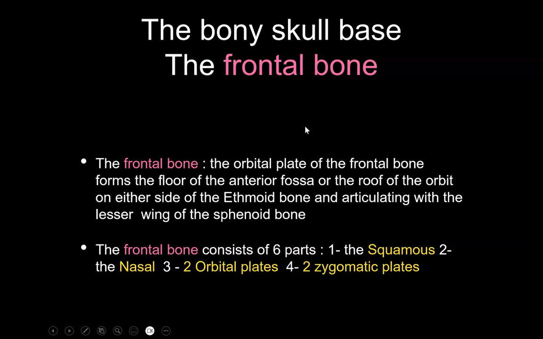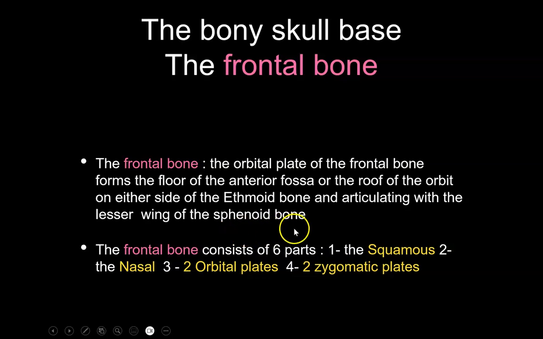The orbital plate of the frontal bone, as you saw, forms the floor of the anterior fossa or the roof of the orbit on either side of the ethmoid bone, articulating with the lesser wing of the sphenoid. So the floor of the anterior fossa laterally is formed by the orbital plate of the frontal bone, and in the midline by the ethmoid bone.